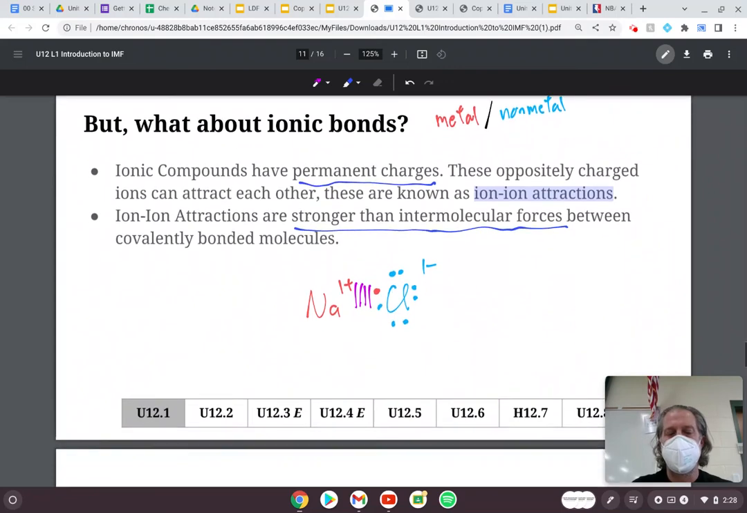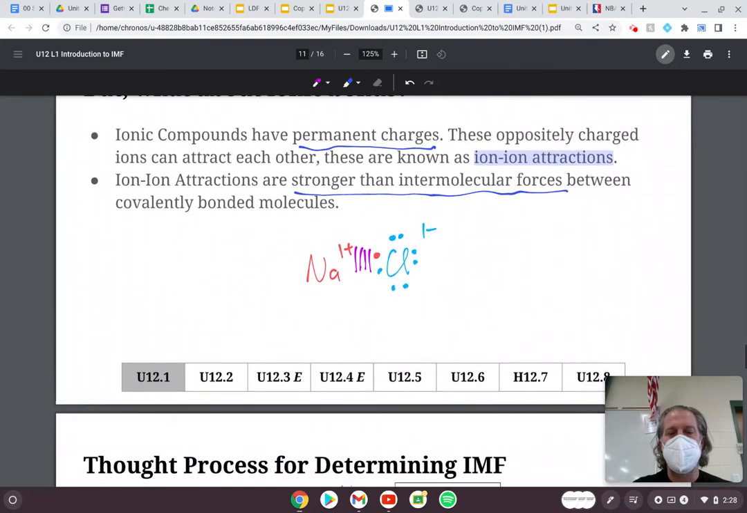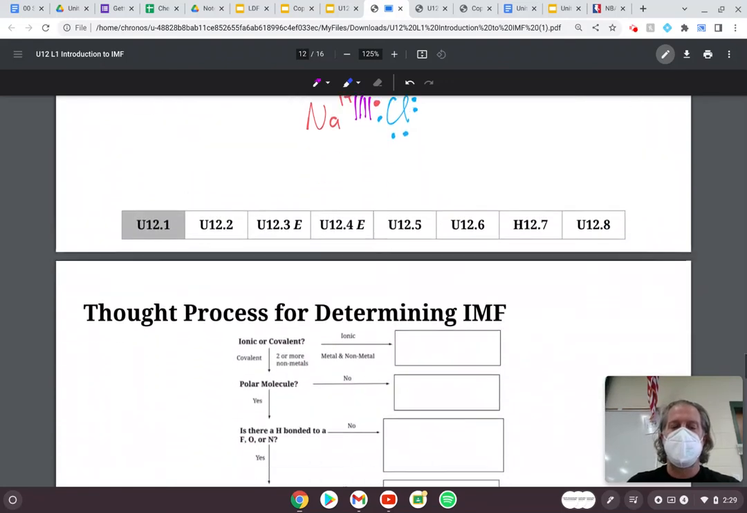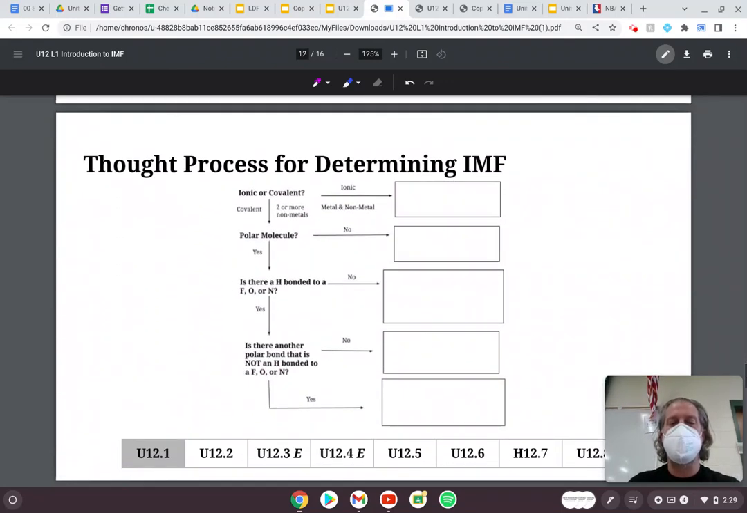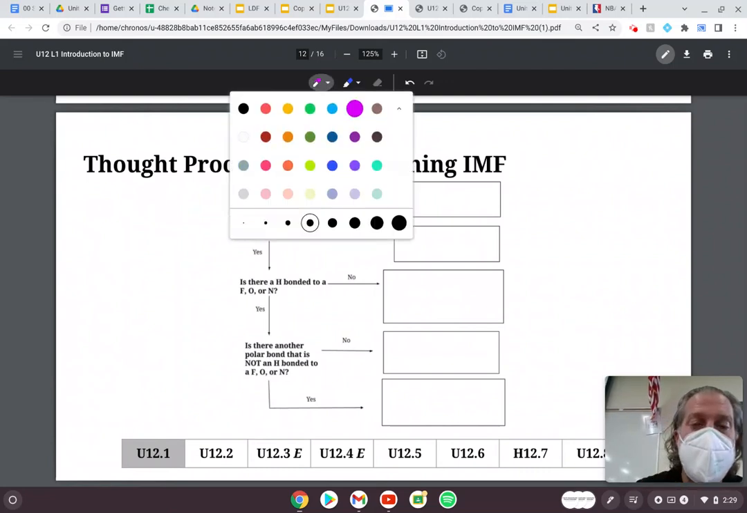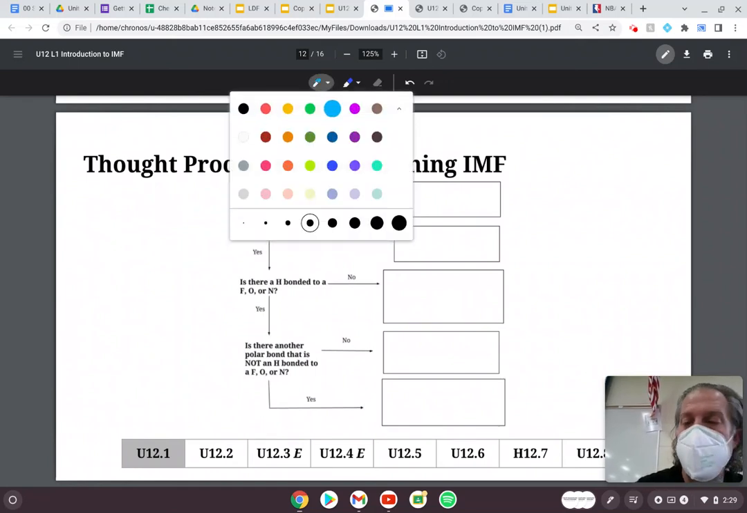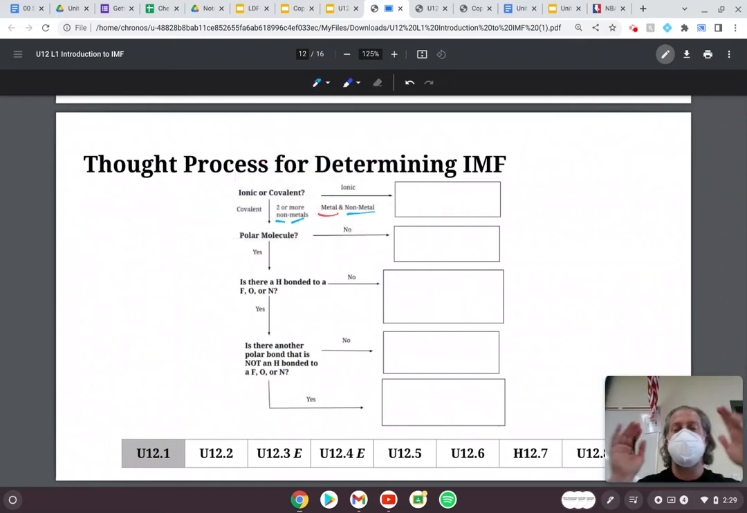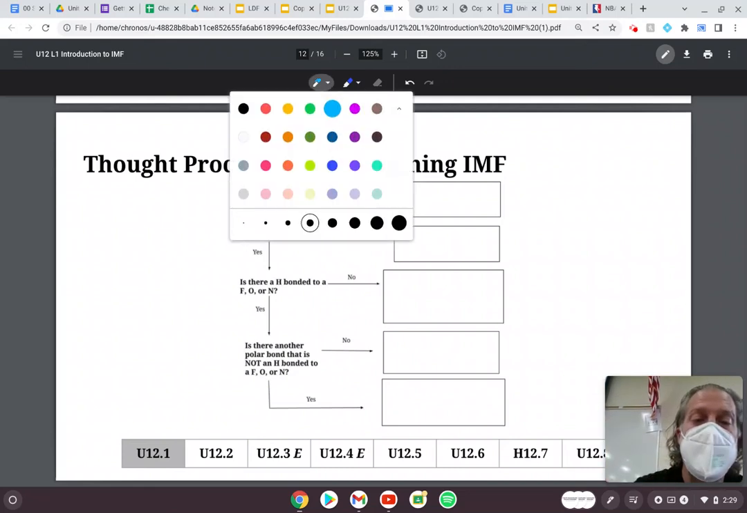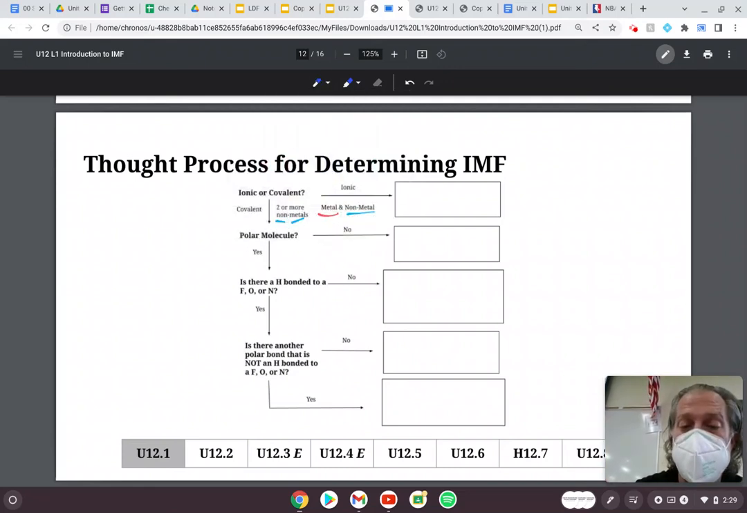So, a little bit more and then we're done. How do we figure out which intermolecular force of attraction is present when given a structure? So this is a handy-dandy little flow chart here, okay? You ask yourself, is this an ionic or a covalent structure? Well, if it's a metal and a nonmetal, that makes it ionic bonding, which means this is going to be ion only. If it has two nonmetals, that means it's covalent.